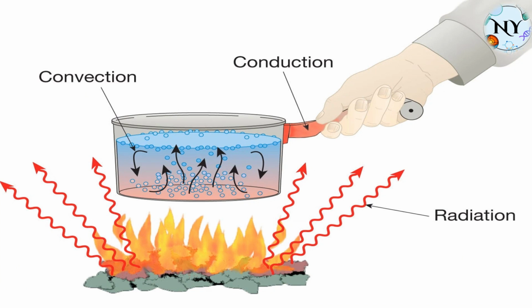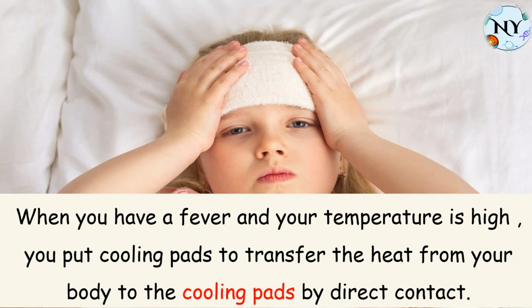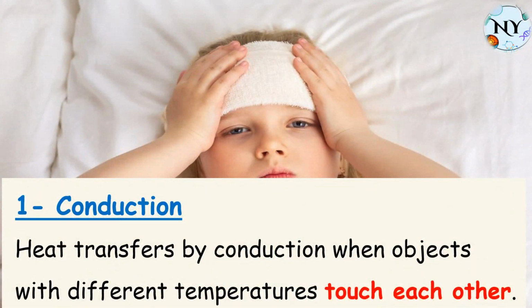As we can see here, we have three different ways of heat transfer in only one picture, and let's explain together how it happens. When you have a fever and your temperature is high, you put cooling pads to transfer the heat from your body to the cooling pads, from the hot object to the cold object, by direct contact. So conduction means heat transfers when two objects with different temperatures touch each other.